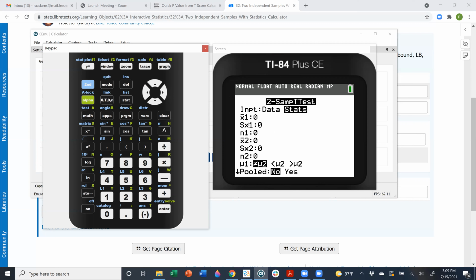So x1 bar, that's the sample mean for sample number 1, and that was 5. Sx1, that's the sample standard deviation for sample number 1, and that was 1.2. n1 was the sample size for sample 1, that was 15. X2 bar was 4.5. I'm just entering the information, being careful about what's what. Sx2, that's the sample standard deviation for sample 2. And n2 was the sample size, 20.